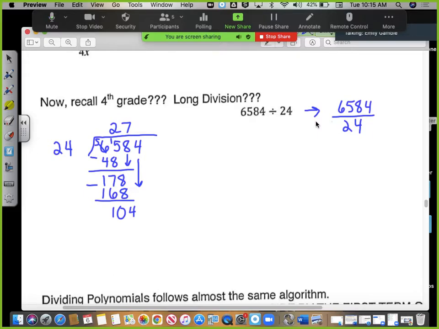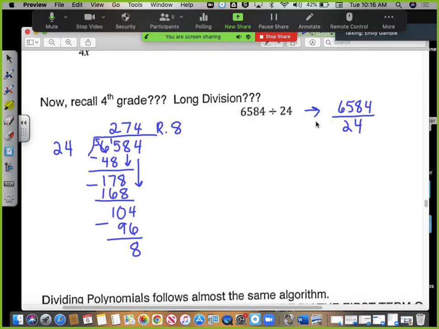Then we figure out how many times 24 goes into 104, and it's 4 times. 24 times 4 is 96. We subtract 104 minus 96 is 8. There's no other numbers. I can't do this process again because 24 can't go into 8, and there's no other numbers to bring down, so we're done. This 8 here, in the past, you would just call this remainder 8. When you first learned this, your answer would be 274 with a remainder of 8.